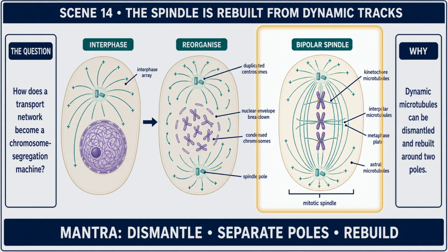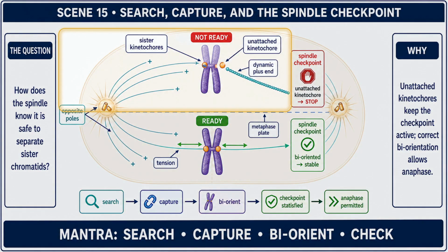The tubulin protein has not changed, but its architecture and purpose have. A radial organization system has become a chromosome segregation machine because dynamic tracks could be dismantled, redirected, and rebuilt around two poles. Building a spindle is not enough.